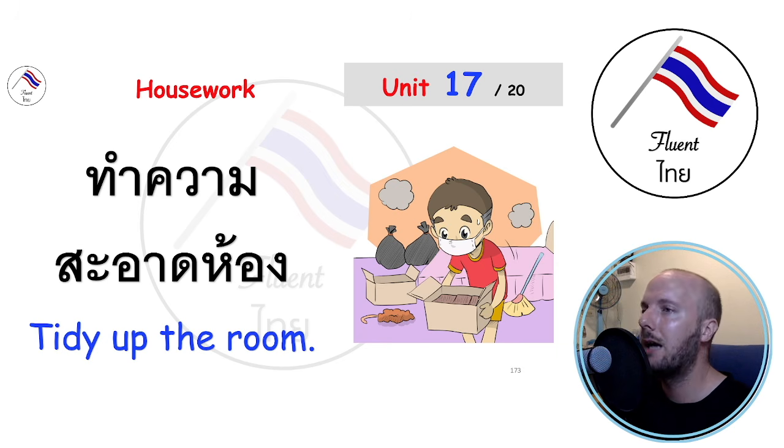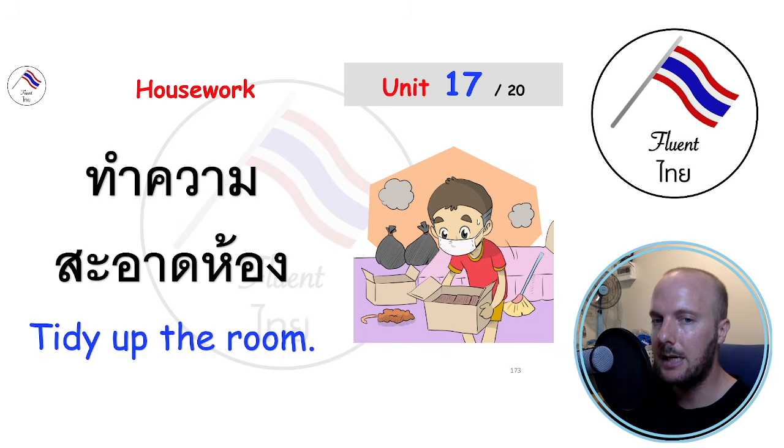ทำความสะอาดห้อง. Actually this is literally saying to do cleanliness, to make your room clean. ความสะอาด is the noun form of the adjective สะอาด, right? There is a word for tidy up, which is more about putting things in their place, whereas clean is quite a general term. So you could say เก็บของเข้าที่ or เก็บของให้เป็นระเบียบ. I'll just leave it at that.